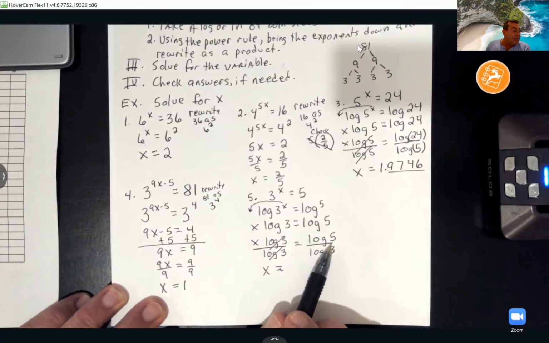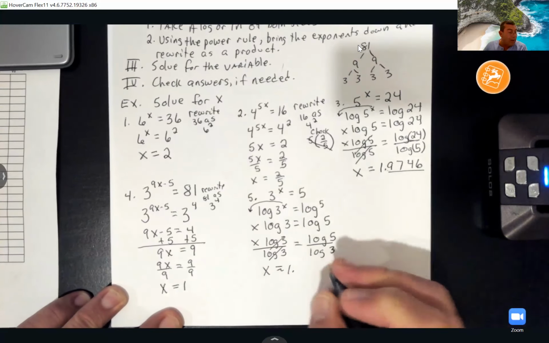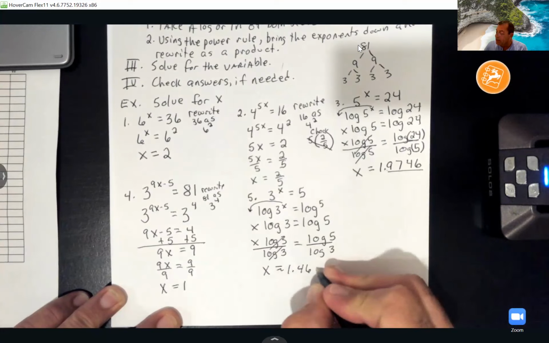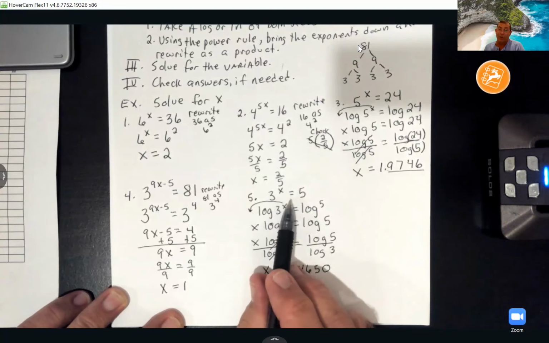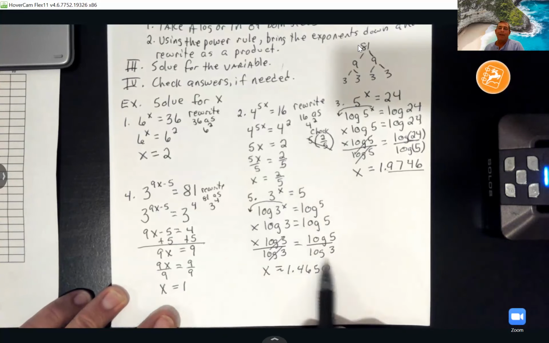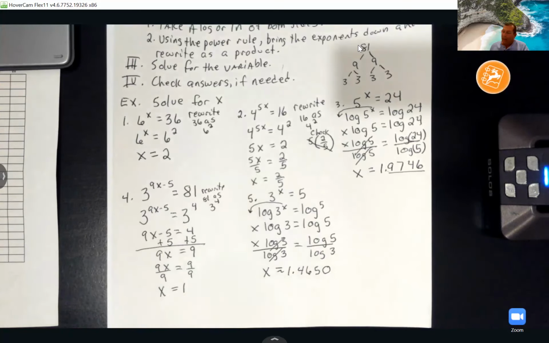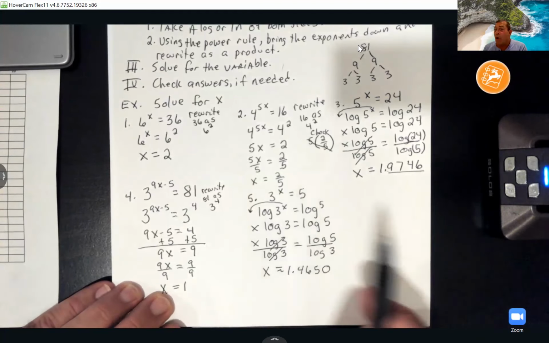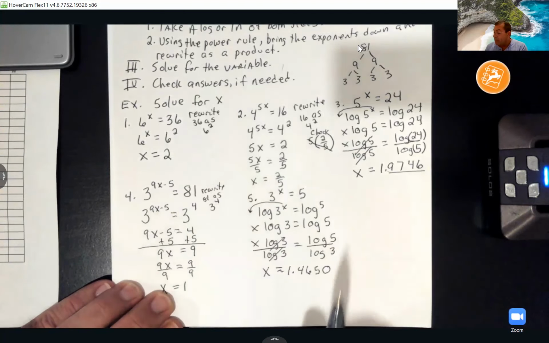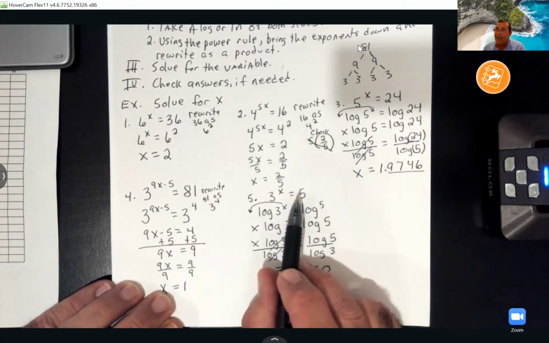And then once again, I would punch this on the calculator. And y'all, this one will give you an answer of 1.4650. And guess what? That answer is definitely in between 1 and 2. Okay? So if you realize you're just looking for exponents, then these answers sort of make more sense. Now, when I punch this in, is it exactly going to equal 5? Probably not, but it'll be close. But the more digits I would have rounded this out, the closer it would have got to that 5, okay?